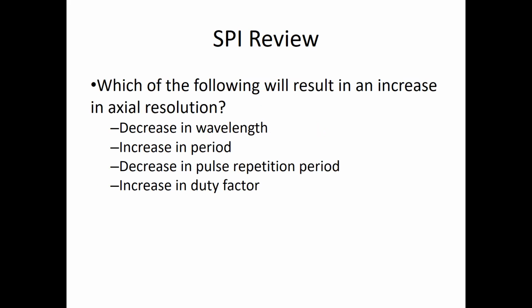Okay, next up. Which of the following will result in an increase in axial resolution? Now remember, an increase is bad. Increase in numeric value. You got your TG here. So when we change that chart, when we lengthen that chart out, that's going to increase our spatial pulse length, which is going to increase our axial resolution. So what is it that we changed to lengthen that chart out?